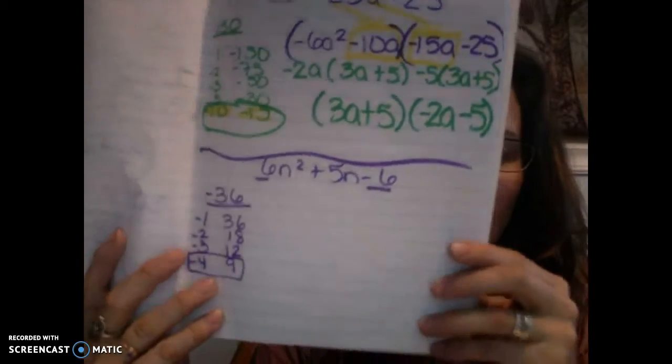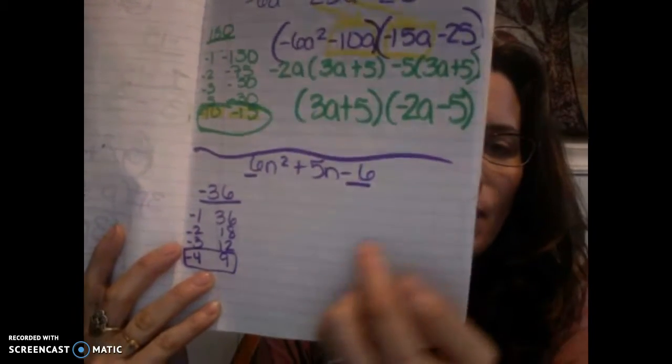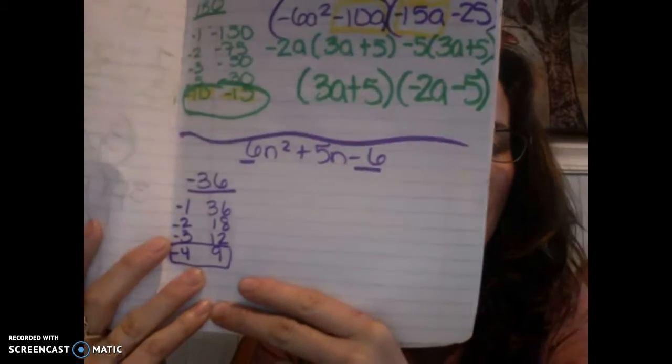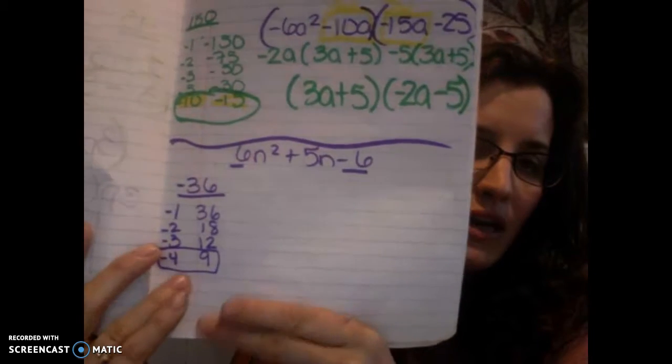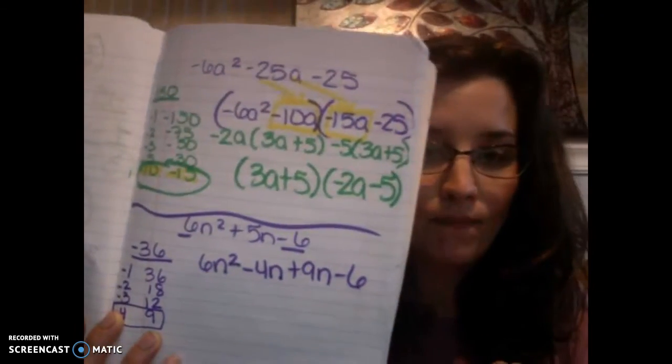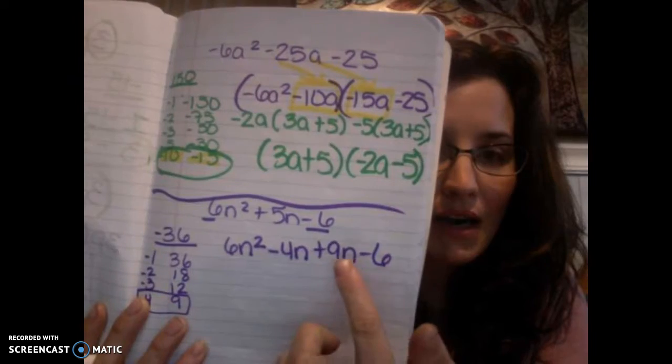Next equation, 6n squared plus 5n subtract 6. I went ahead and did the beginning work of multiplying 6 and negative 6, getting negative 36, and went ahead and got my factors. And I know that the two factors that are going to work are negative 4 and 9, because negative 4 plus 9 is 5. So now working our new steps, I'm going to substitute in the negative 4 and the 9 for the 5n. So now my equation is going to be written as 6n squared minus 4n plus 9n subtract 6, because I substituted in, right? Because negative 4n plus 9n makes 5n.